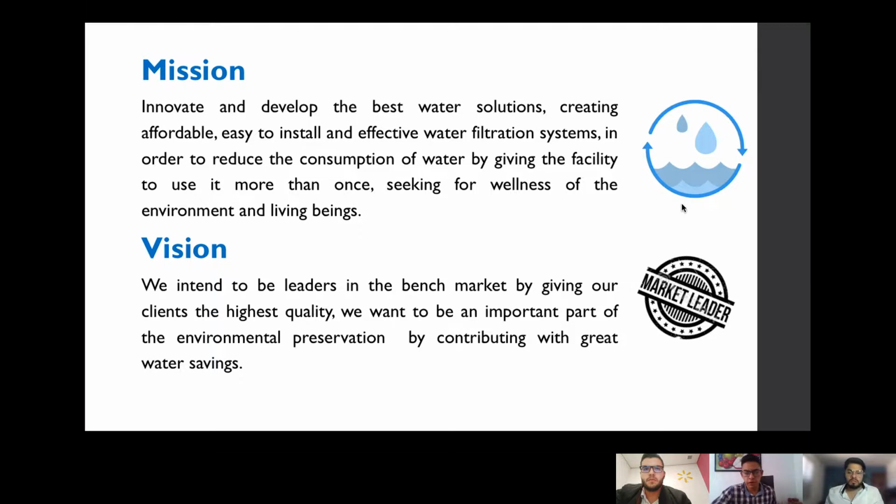Within our vision is to be one of the best companions in the filter market by the philosophy of relationship with the environment, contributing to the care of our planet by providing a way to reuse water.